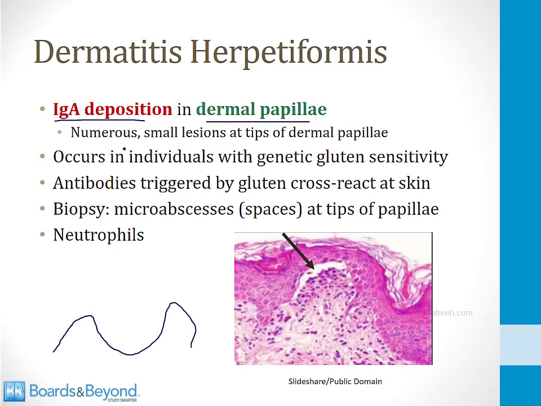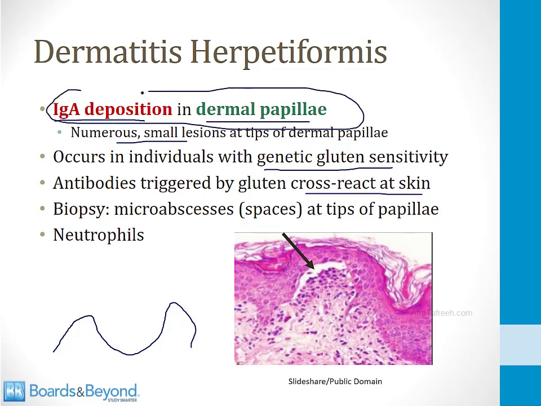There are numerous small lesions that are found at the tips of the dermal papillae. As I said before, this occurs in individuals with celiac disease and genetic gluten sensitivity. What is believed to occur is that antibodies triggered by gluten cross-react at the skin, and that leads to the IgA deposition in the dermal papillae.